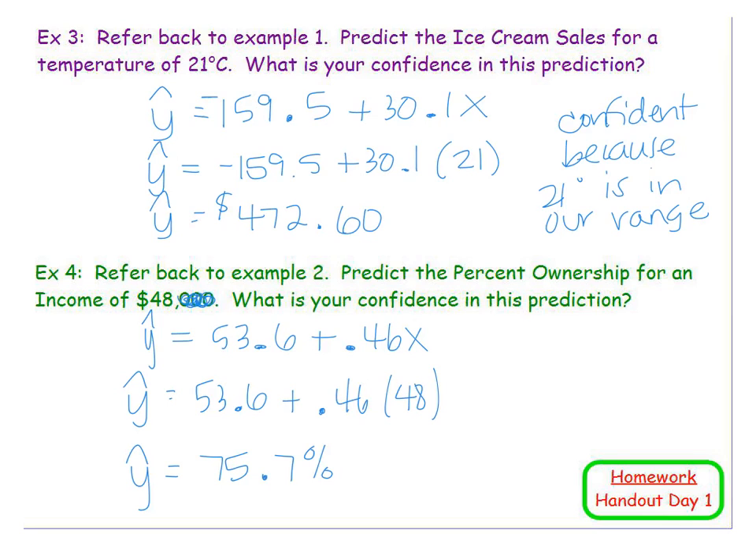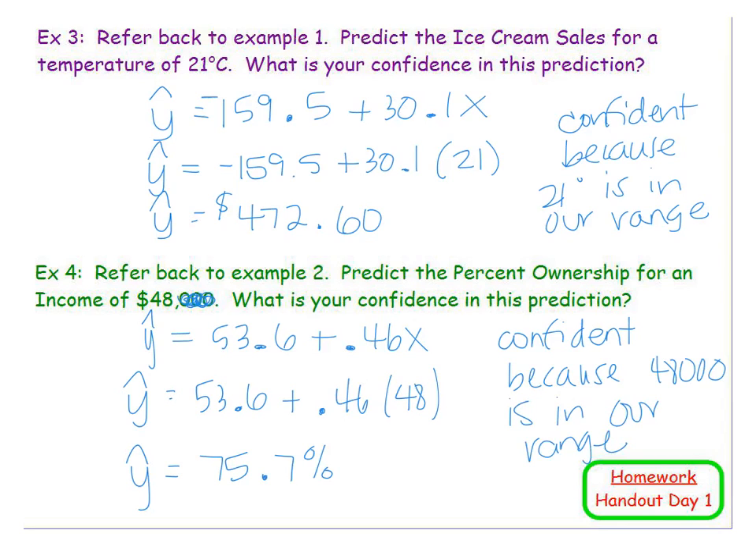And so again, are we confident this time? 48,000, our range for the income problem was 15,000 to 100,000. So again, we are confident because 48,000 is in our range.